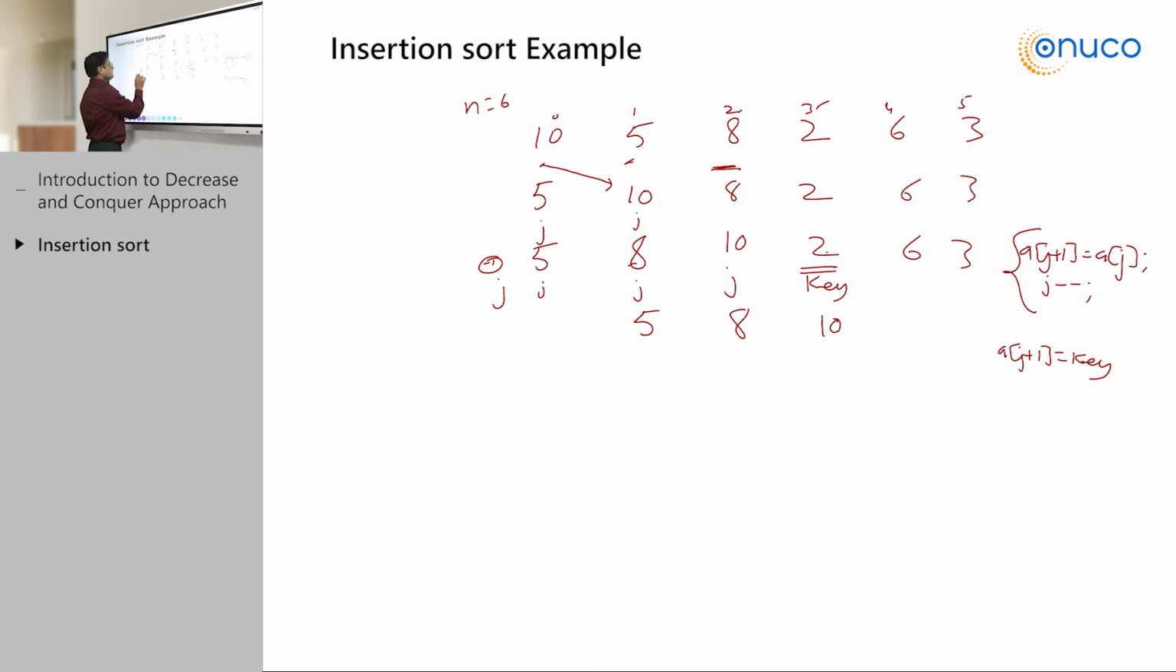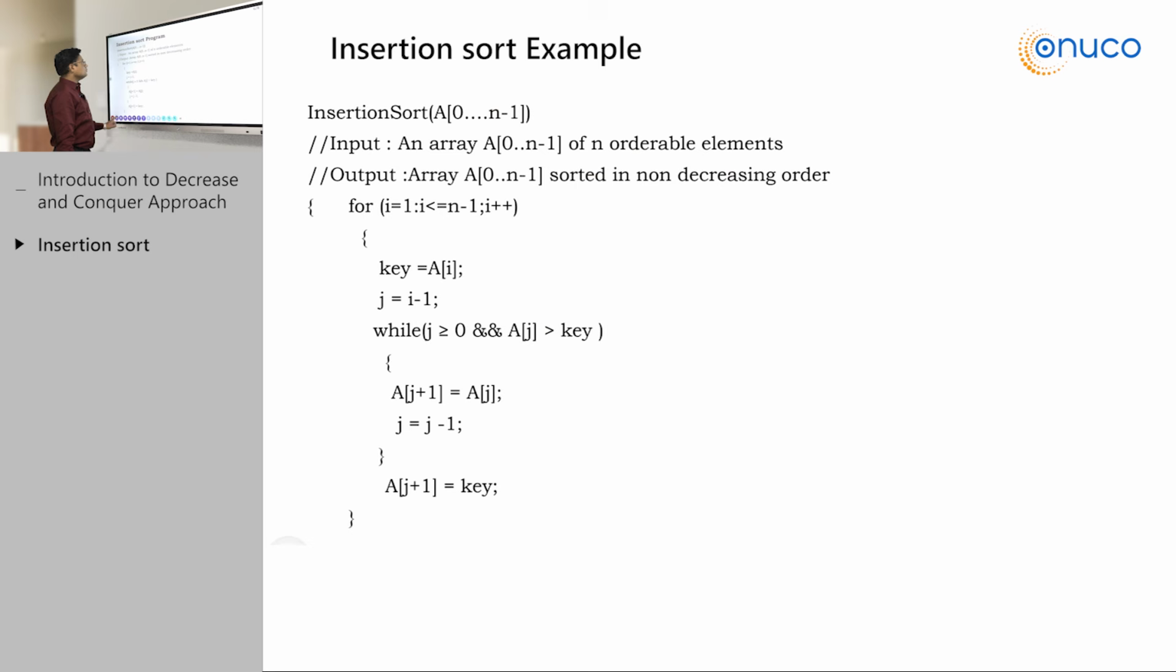So A of j plus 1, minus 1 plus 1 is 0. In A of 0 we are going to put the key element. What is the key element? 2. It has been done. So let us see the next iteration. What is next is 6. Right? And I just wanted to correlate with your code.